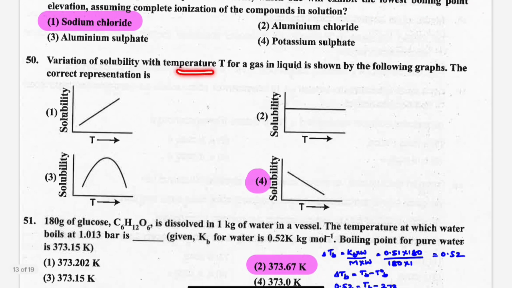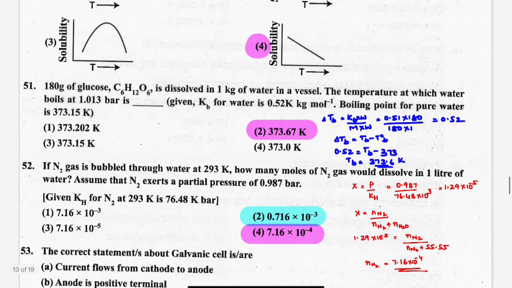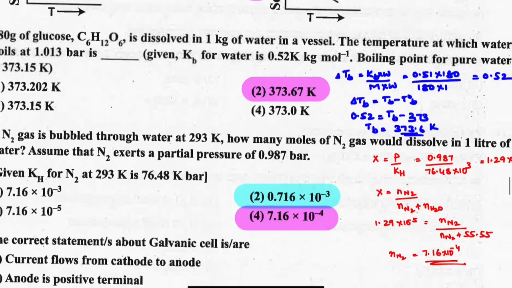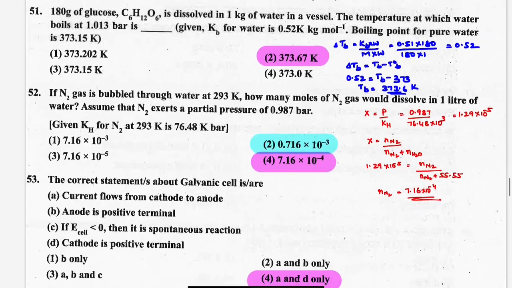Variation of solubility with temperature for a gas in liquid. For a gas in liquid, this will be the graph. 180 grams of glucose is dissolved in 1 kg of water in the vessel. The temperature at which the water boils. So here pressure is given and Kb is given for the water. So the boiling point for pure water, use this formula. So you will get 373.67 as the answer.